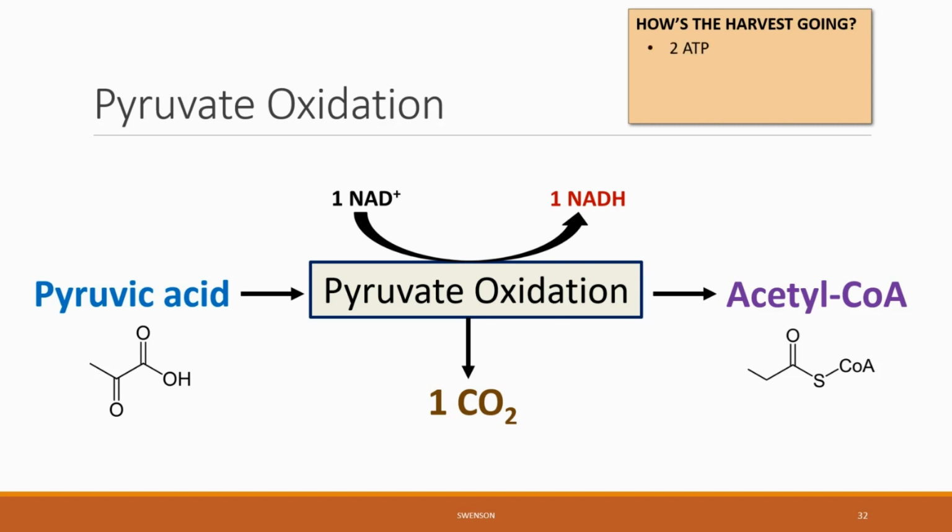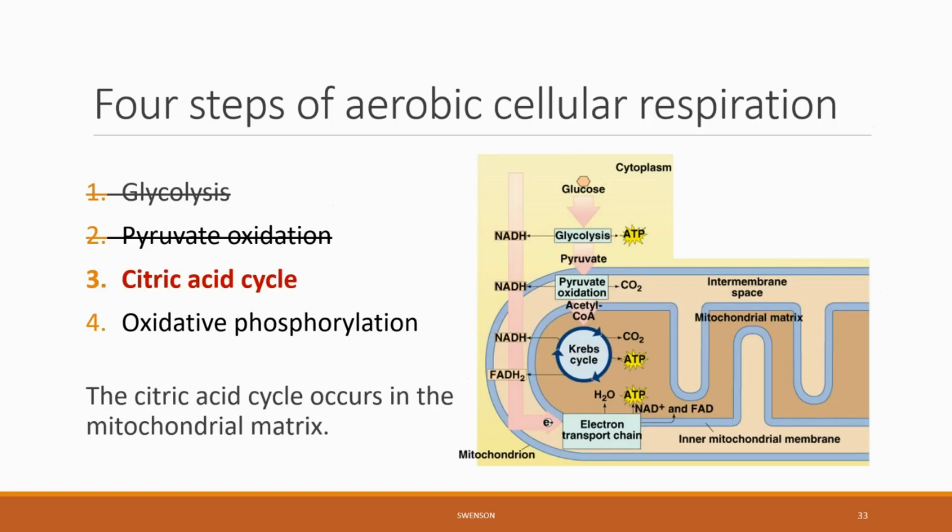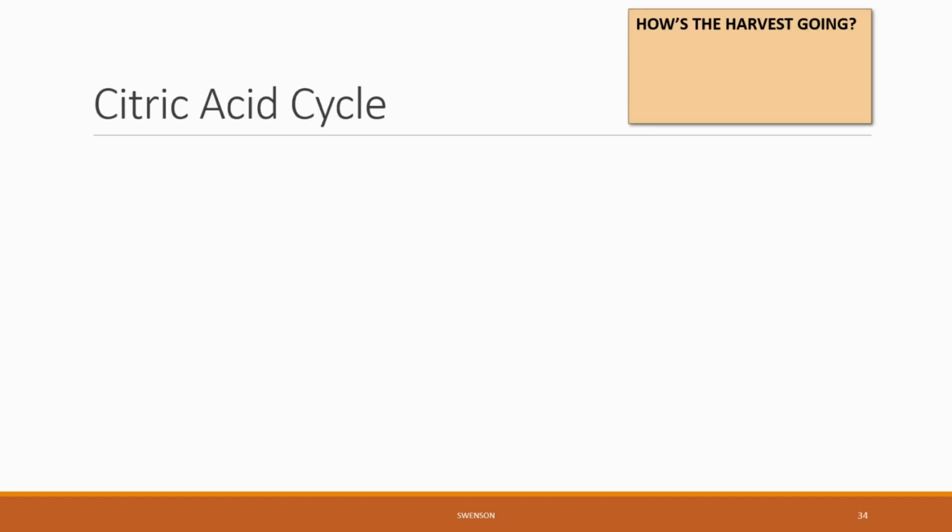Reviewing our scoreboard now, we have 2 ATP, that remained unchanged, and 4 NADH. We gained 2 NADHs because we sent 2 pyruvic acids through pyruvate oxidation. Again, moving down the metabolic pathway, we get to the citric acid cycle, or as it is sometimes referred to, the Krebs cycle. This metabolic pathway occurs in the mitochondrial matrix. It further oxidizes our acetyl-CoA, and in the process gives off ATP, NADH, and FADH2.